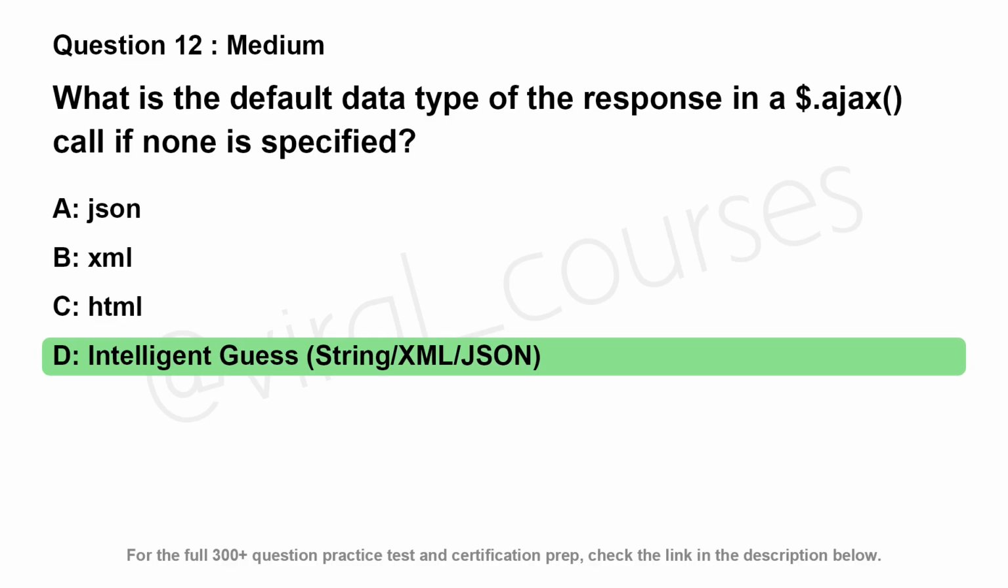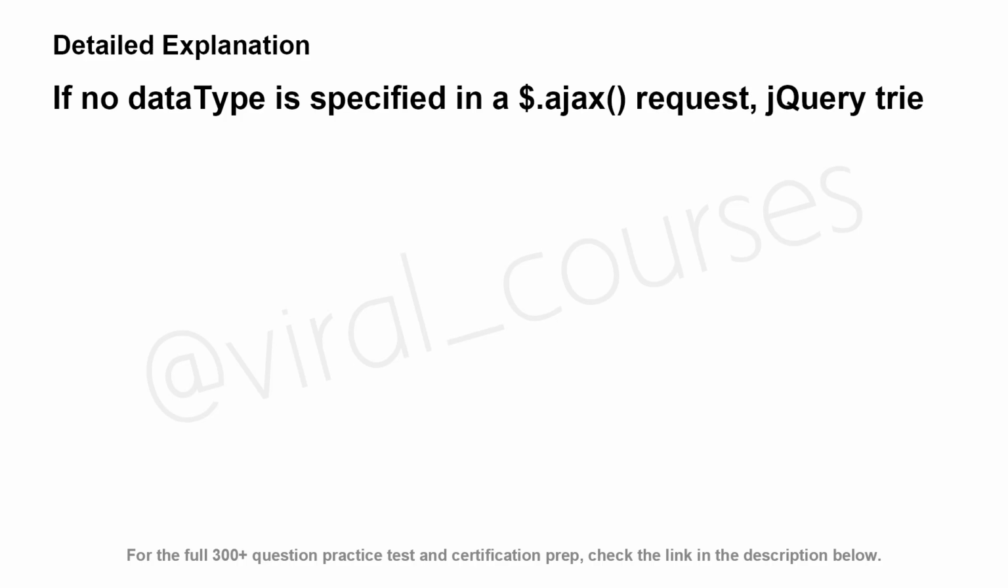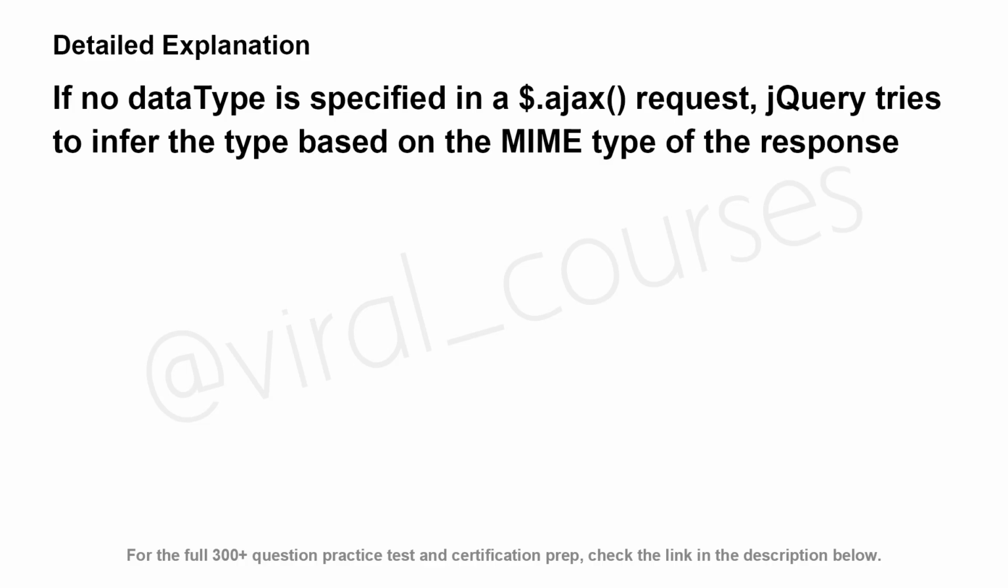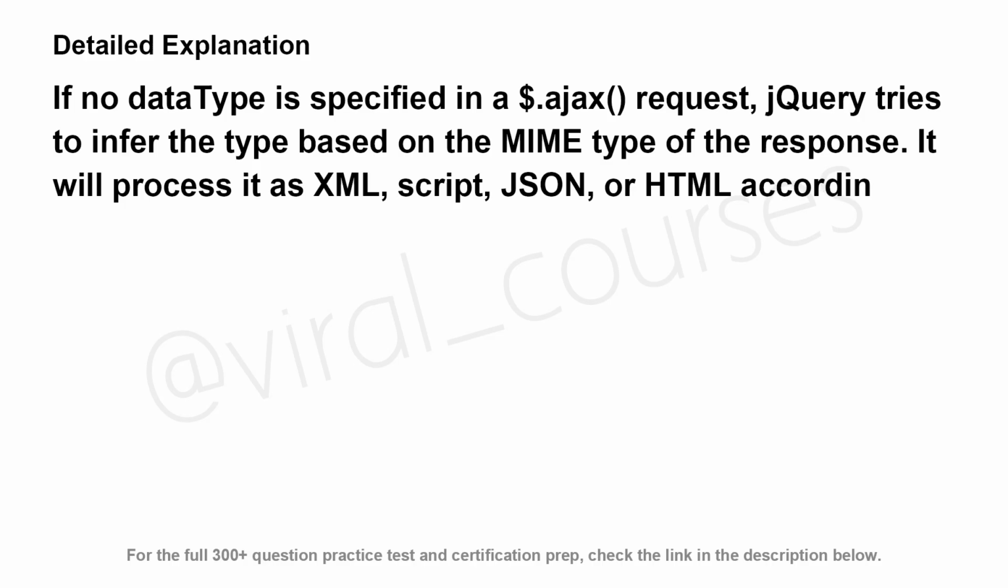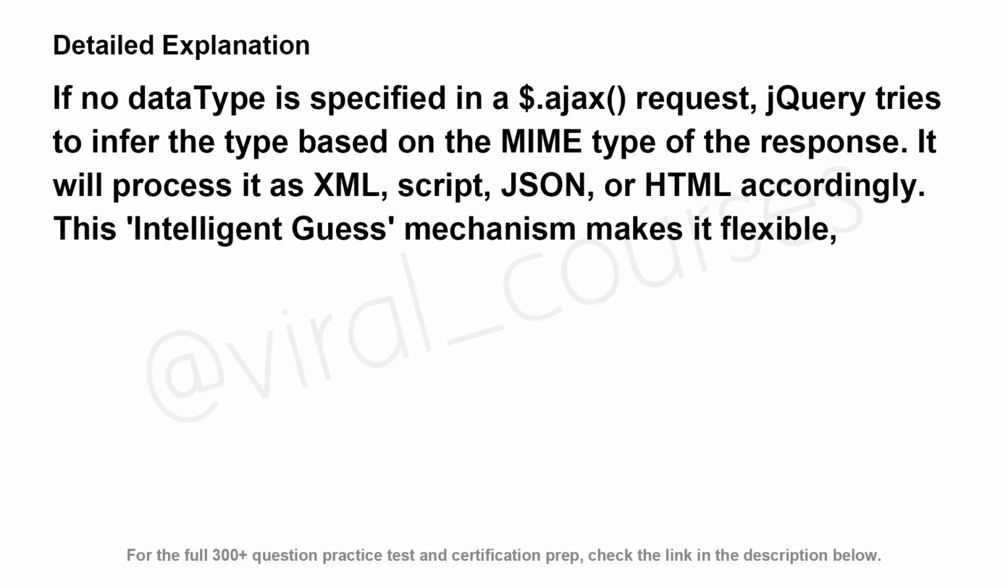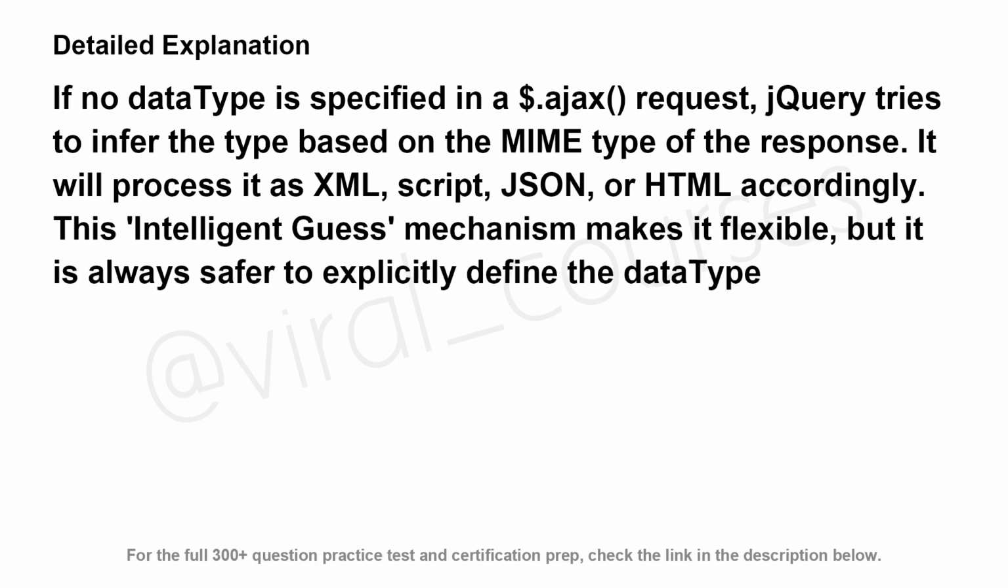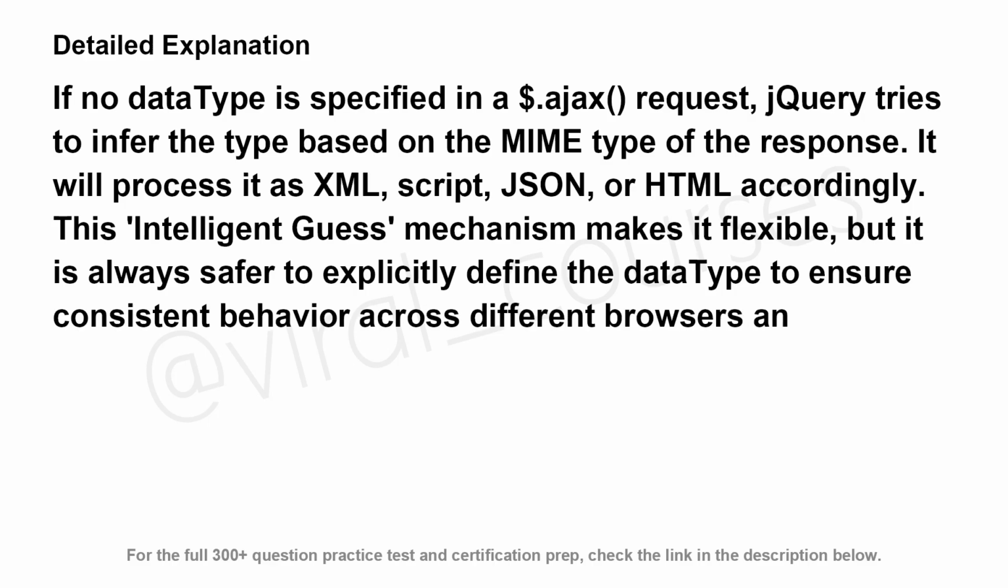The correct answer is D. If no data type is specified in an AJAX request, jQuery tries to infer the type based on the MIME type of the response. It will process it as XML, script, JSON, or HTML accordingly. This intelligent guess mechanism makes it flexible, but it is always safer to explicitly define the data type to ensure consistent behavior across different browsers and server configurations.